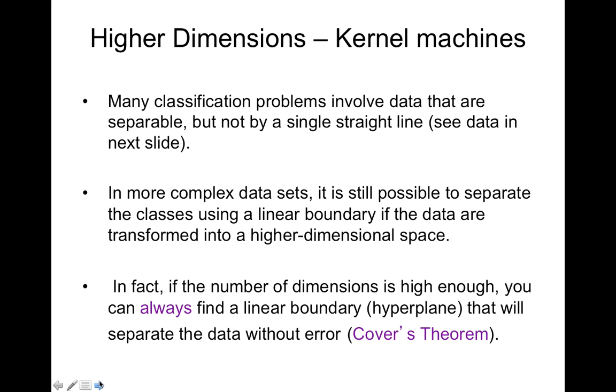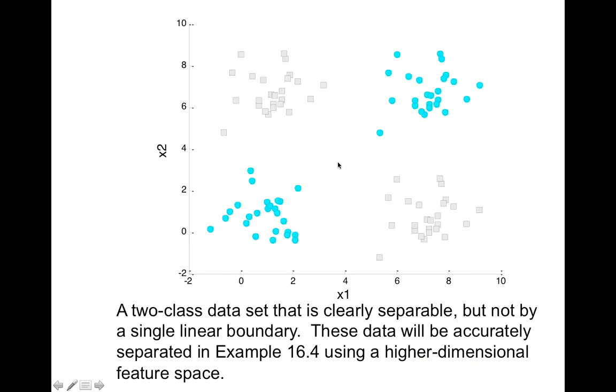Now it is possible to do higher dimensions separation, in other words, nonlinear separation. The classic way to do that is to use a kernel machine. What the kernel does is the kernel basically transforms your data into a higher dimensional space. And Cover's theorem tells us that if the number of dimensions is high enough, you can always find a linear boundary or a hyperplane that will separate the data without any error. So rather than using a nonlinear separator, you're going to take your data themselves and do a transformation to a higher dimensional space so that a linear separator will work.